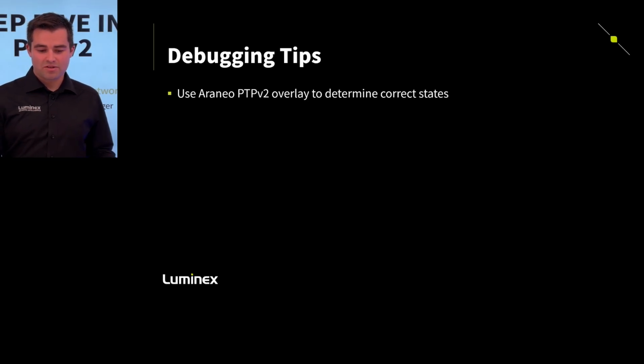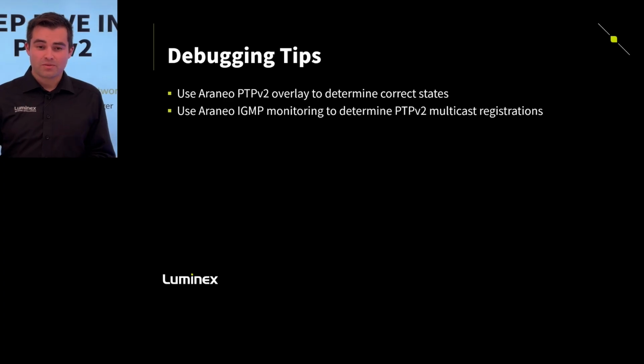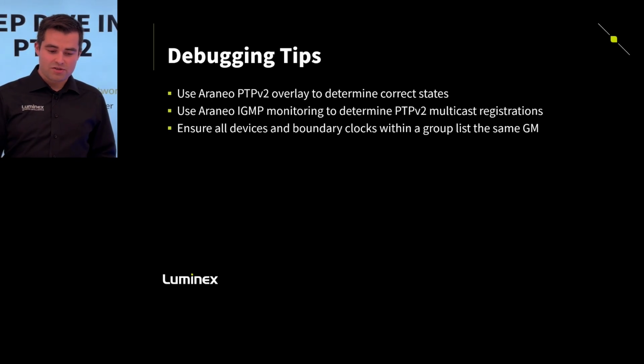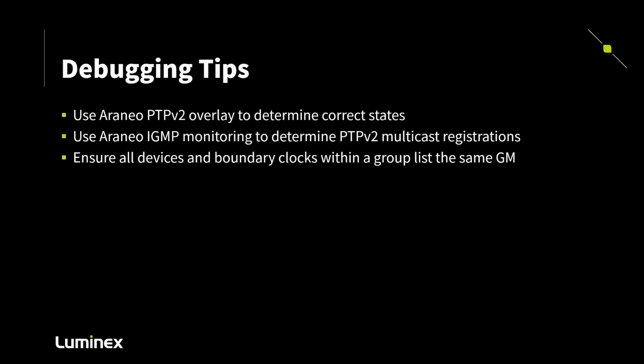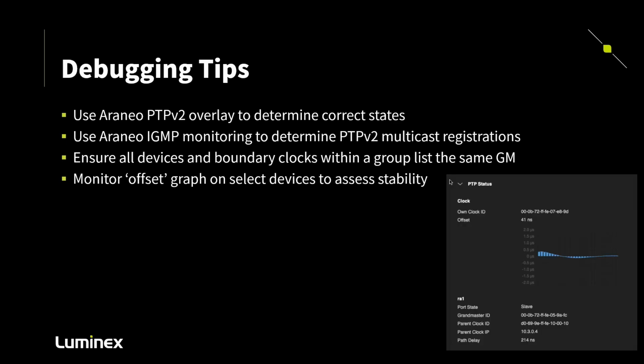Next, some debugging tips. As we have seen, you can use RNAO with the PTPv2 overlay to ensure that all ports are in the expected state. You can check out who is the grandmaster for those ports if they are in boundary clock mode. You can use the IGMP monitoring to ensure that PTPv2 multicast registrations are in place. And also ensure that all devices and the boundary clocks within a group are using the same grandmaster or using the same time reference. Some specific devices have an offset graph in their interface, and you can monitor that graph to monitor the clock offset over time.